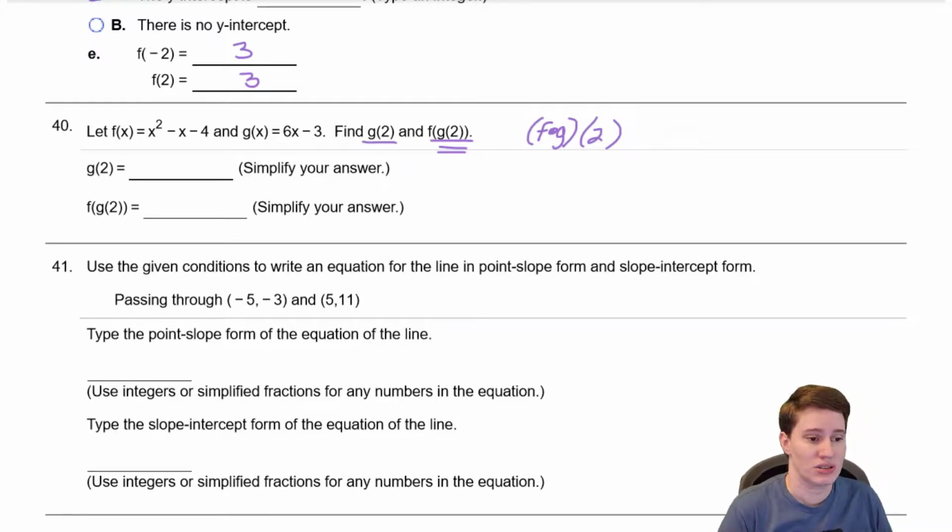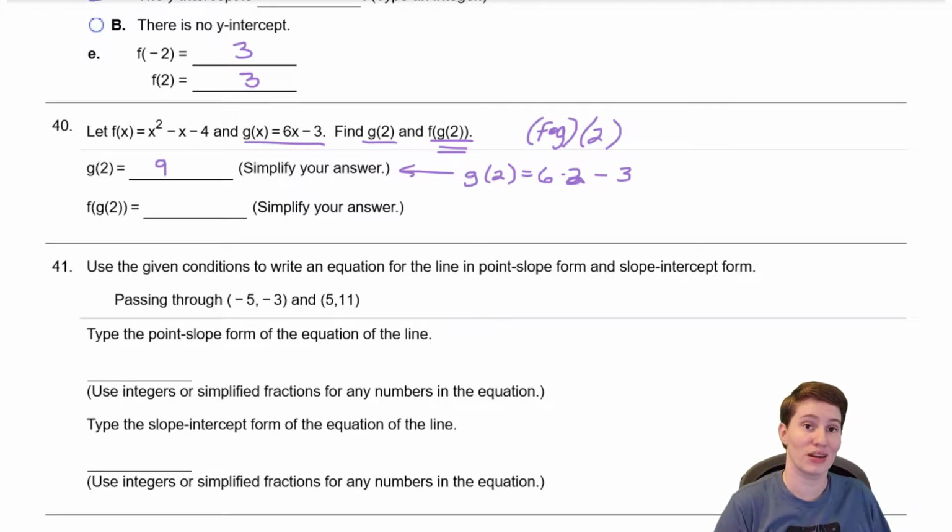Anyway, so first on this one, let's plug in 2 for g. So g of 2 equals 6 times 2 minus 3. So 6 times 2 is 12. 12 minus 3 is 9. That means g of 2 is 9.